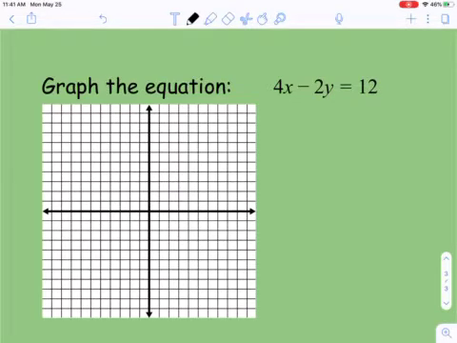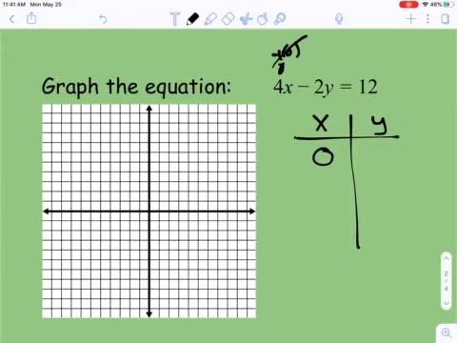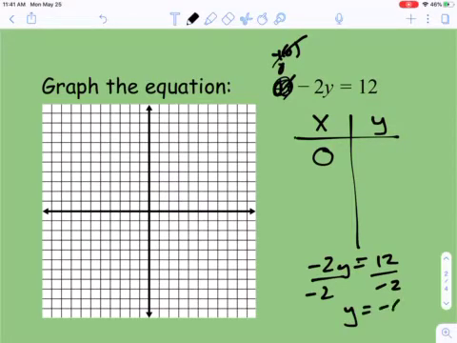Now this one, the fastest way to graph would be by doing your intercepts, right? But I'm going to show you another way of using the intercepts, approaching it from a table. I'm going to pick 0 again for x because that's what I always think is the smartest way to do it. That gives me 4 times 0, which is 0. It gets rid of this term, and you're left with negative 2y equals 12. Solve for y by dividing by negative 2, and you get y equals negative 6.